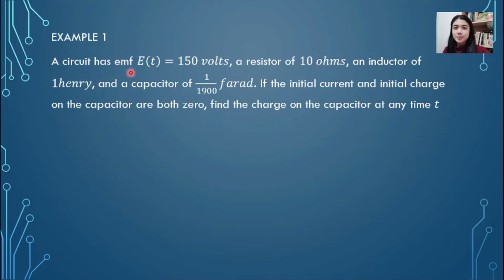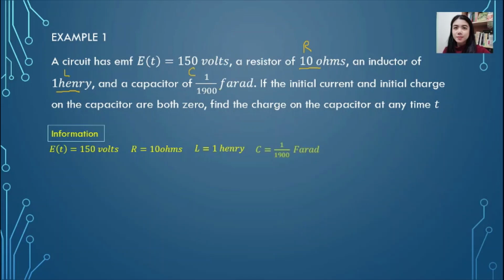Now let's extract the information from this example. First of all, it says that you have E(t) equal to 150 volts, and you have a resistor of 10 ohms. For the resistor, we use the symbol R, so R equals 10 ohm. And you have an inductance of 1 Henry. For the inductor, we use L, so L equals 1 Henry. And the capacitance of 1 over 1900 is C.